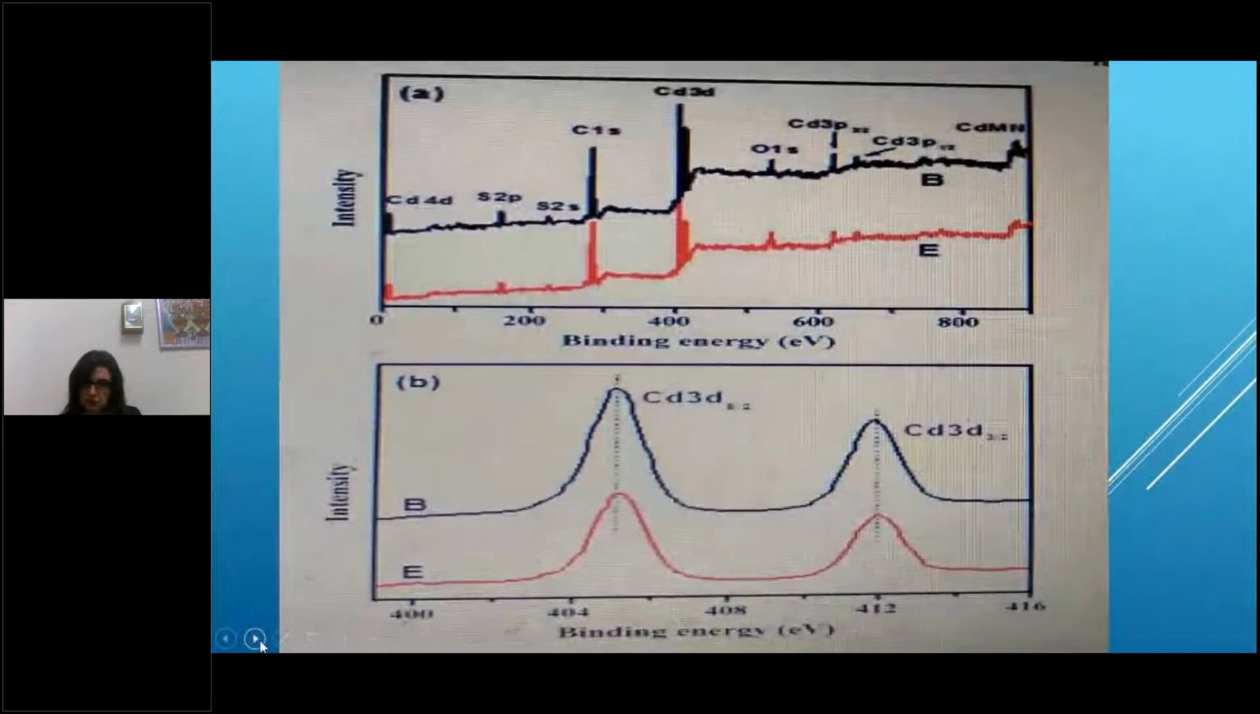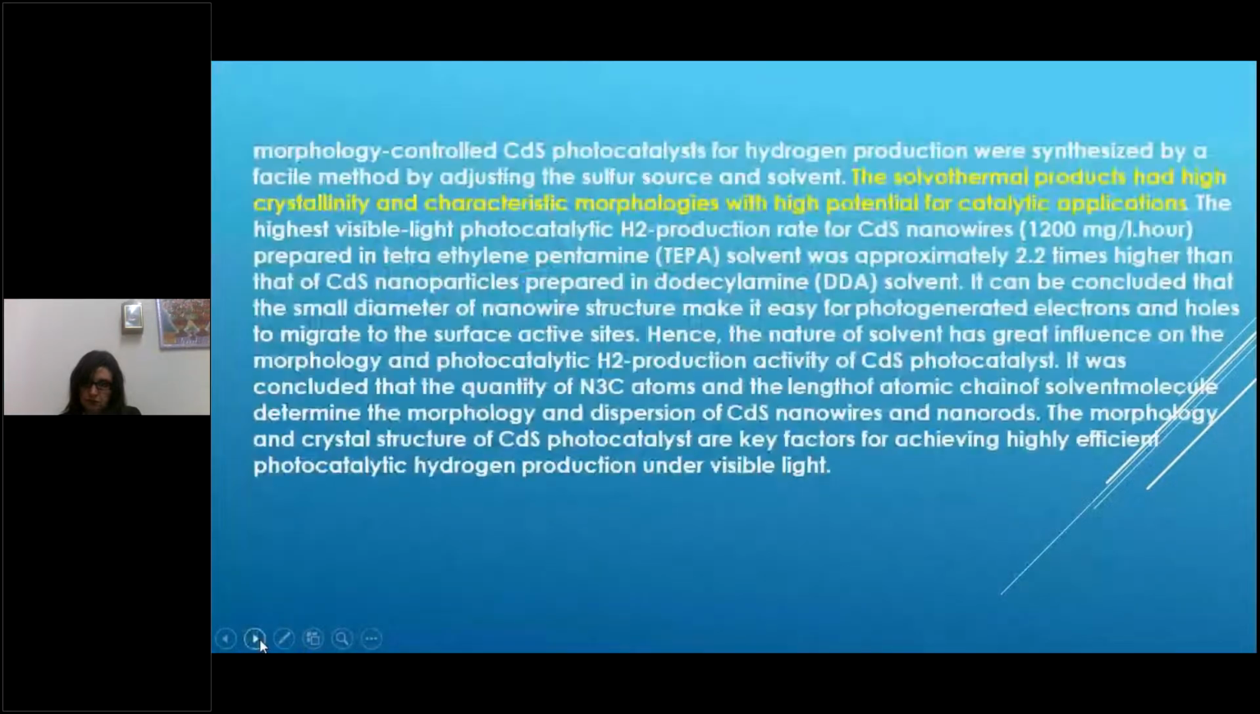Here you see the energy bands. As a result, the maximum hydrogen production rate for the cadmium sulfide photocatalyst developed under laboratory conditions is 1200 milligram per liter per hour.